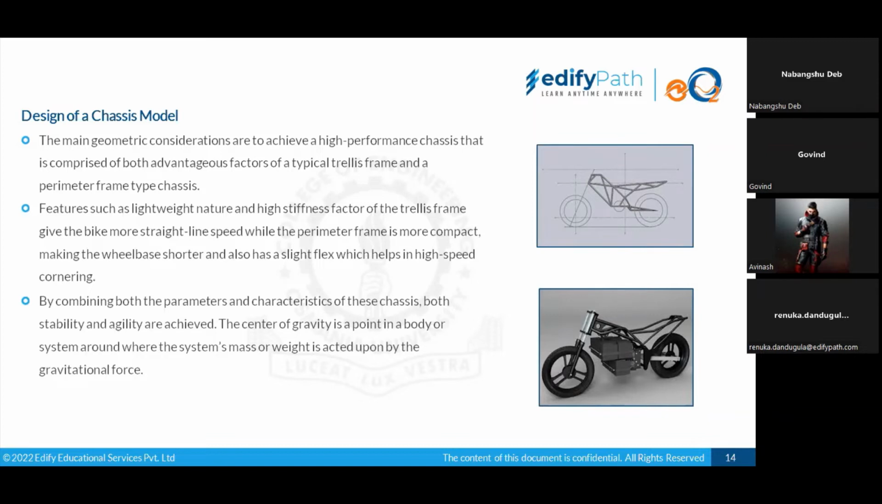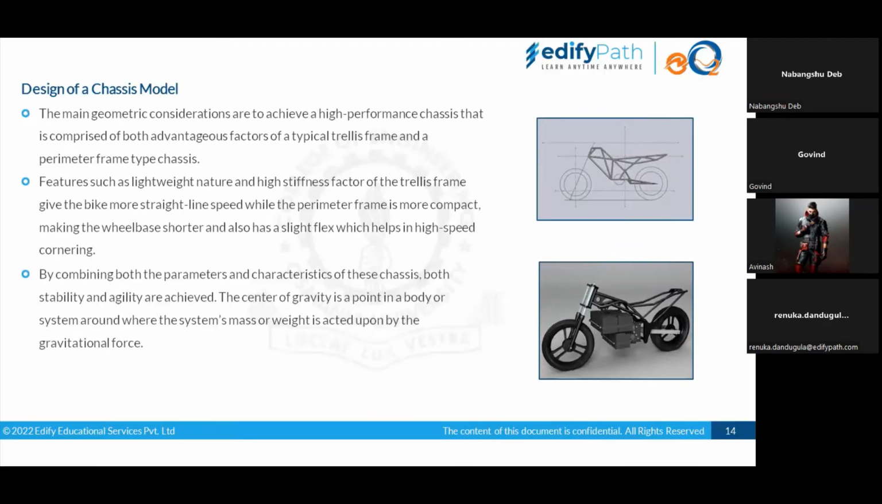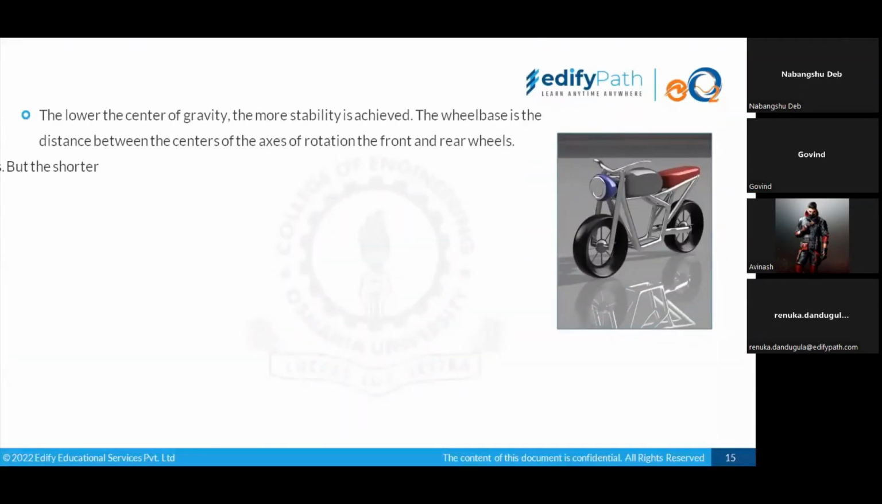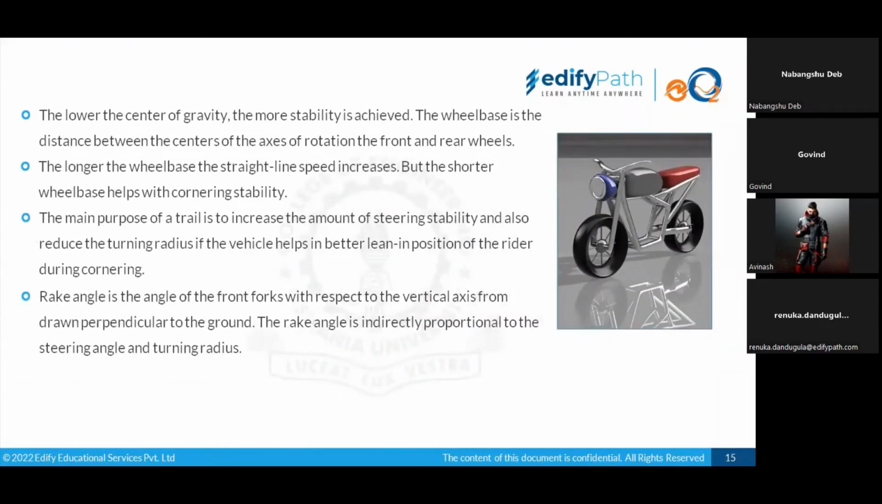When you are taking turns, there are centrifugal forces also acting on the vehicle, so the center of gravity should be in such a position that when you are taking turns, driving straight, or driving at variable speeds, it balances the vehicle and doesn't allow it to fall down. So the lower the center of gravity, the more stability is achieved.